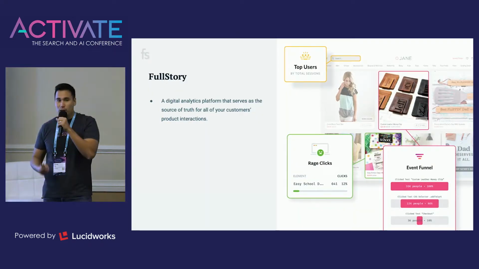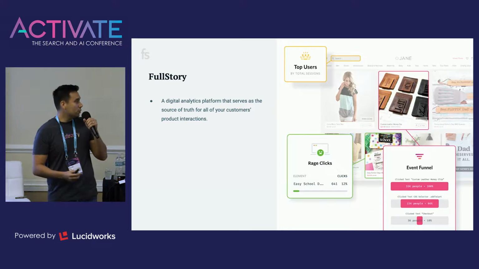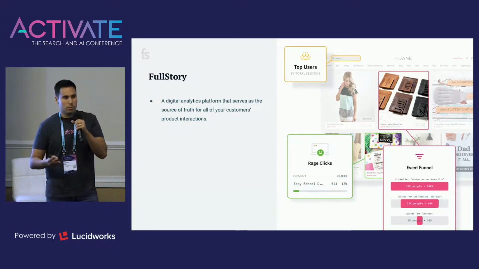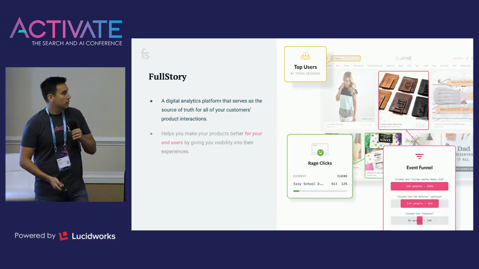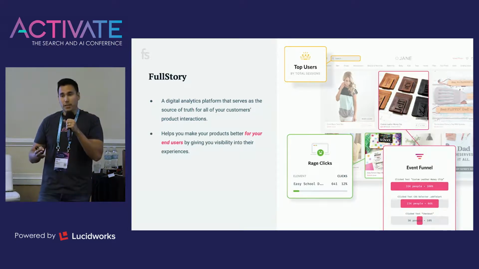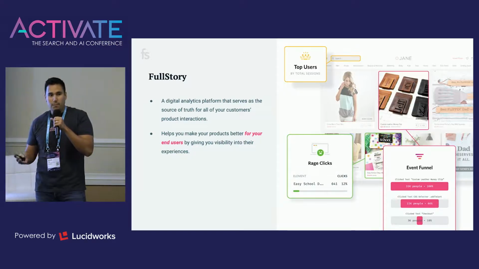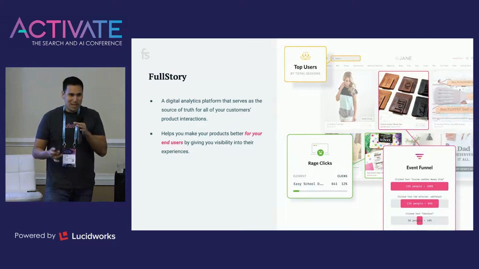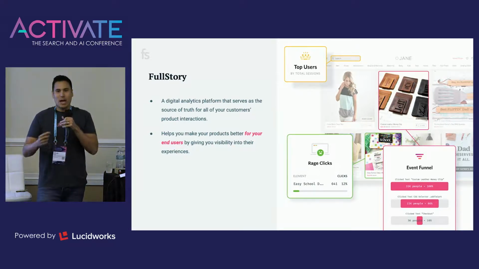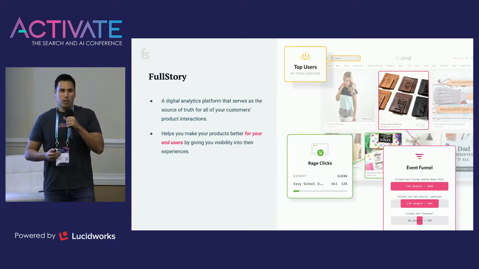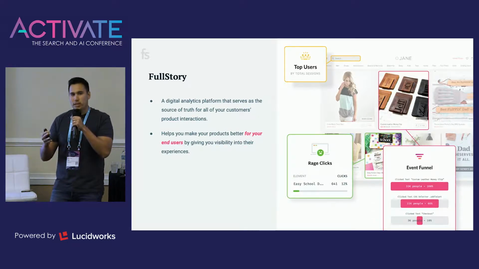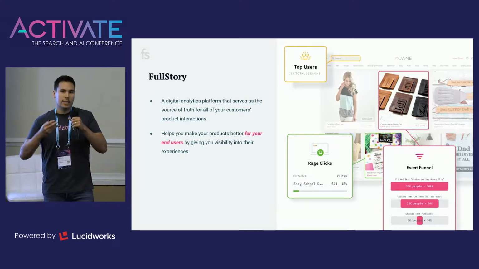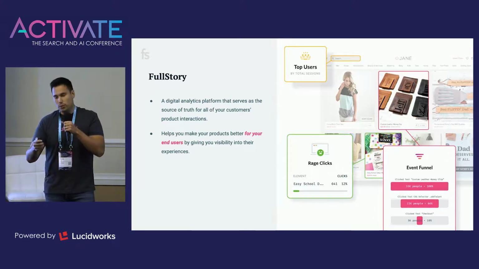If you're not familiar with FullStory, FullStory is a digital analytics platform that serves as a source of truth for all of your customers' product interactions. FullStory helps you make your products better for your end users by giving you visibility into their experiences. Much in the same way that you wouldn't try to build a complicated distributed system or do DevOps without good metrics like Grafana or Prometheus, it'll be pretty difficult to deliver a good customer experience without a tool like FullStory.